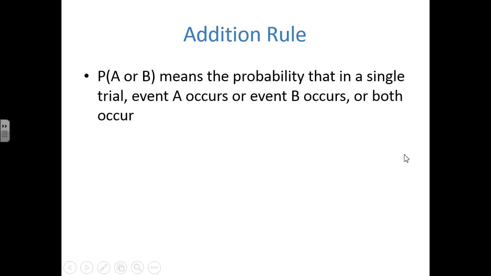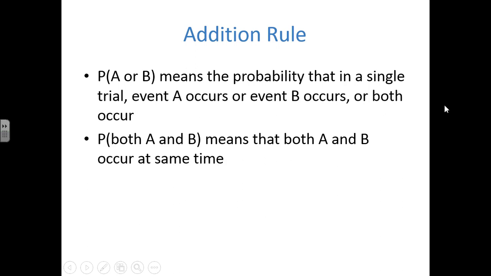Okay, so now continuing on with our lecture for Chapter 3 on probability theory, the next thing we're going to look at is known as the addition rule. The addition rule is used when we're looking for the probability of A or B. So if you're looking for A or B occurring, which means either A occurred or B occurred or both occurred, you need to think about adding those two probabilities together.